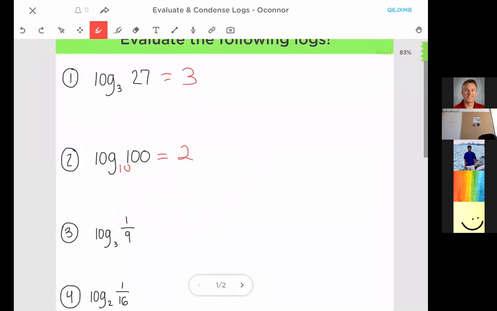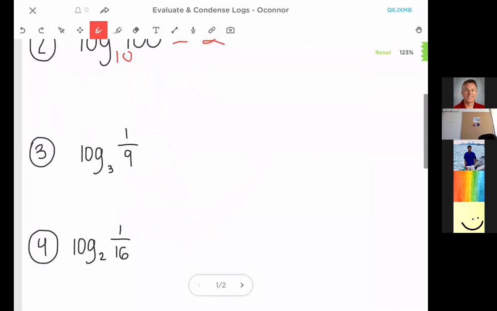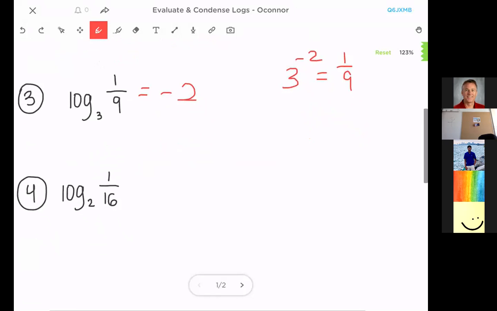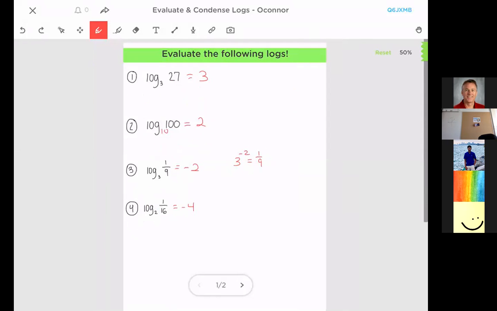The next one, this one got a couple of people. I know that 3 squared is 9, but I want it to be 1/9. How do I get that on the bottom? Well, I have a negative there. So that equals -2. And think about that. That's because 3 to the negative second is equal to 1/9. So in a similar way, then the next one, I know 2 to the fourth is 16. So that's going to be -4. All right, any questions on the first page? Good.